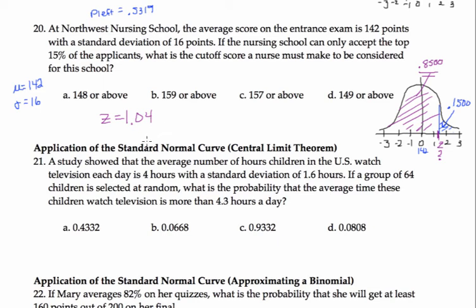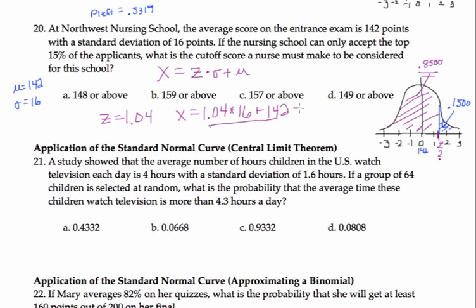Now that you have the z-score, 1.04, you have to figure out what data value that went with. So you use that formula, find the data value given the z-score. You take the z-score times the standard deviation plus the mean. So then you plug that in. The z-score is 1.04 times the standard deviation, 16, plus the mean, 142.